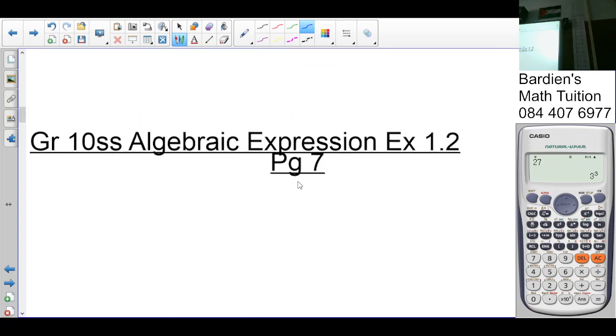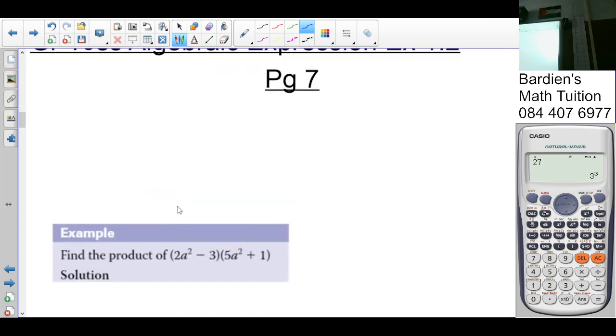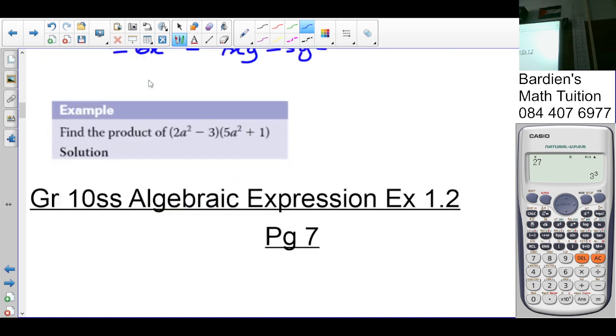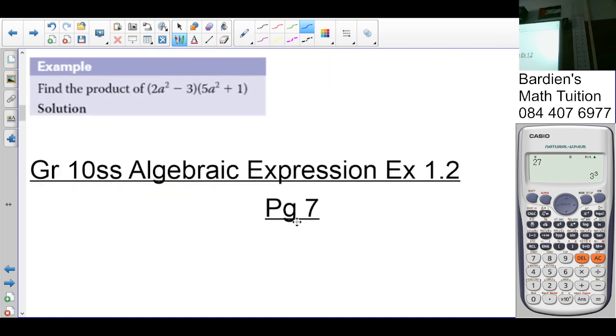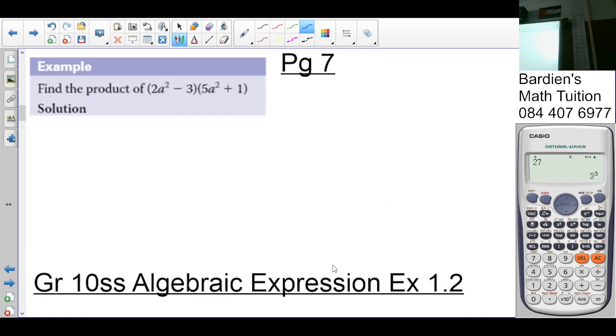Next example. Again, you will need to multiply to get rid of the brackets. So 2a squared times 5a squared is going to give me 10a squared. 2a squared times 1 is positive 2a squared. Negative 3 times 5a squared, and remember there's no sign there, so it's a plus, so it's negative 15a squared. Negative 3 times 1 is negative 3.